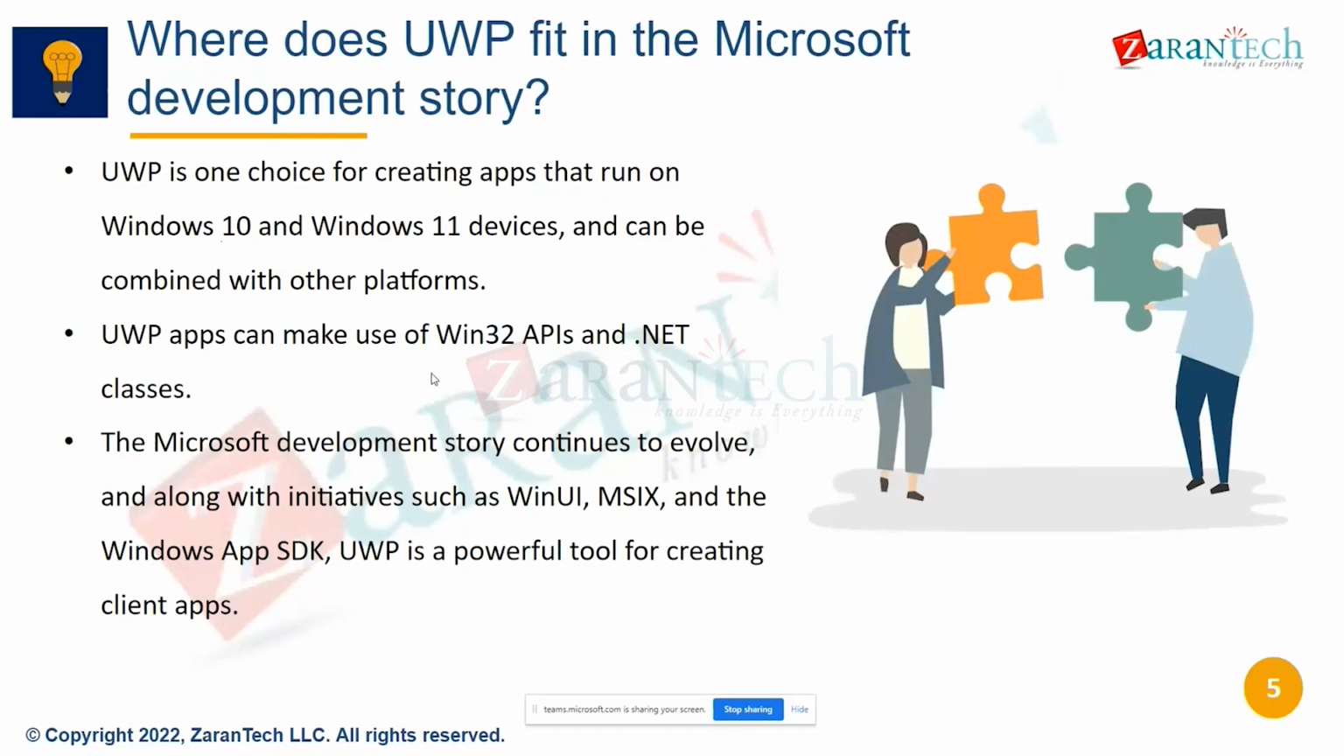UWP apps can make use of Win32 APIs and .NET API classes. So we can access Win32 APIs. The APIs used by WPF and WinForms can be accessible in UWP. Besides that, we already have a very great set of Windows 10 APIs, Windows RT APIs as well.